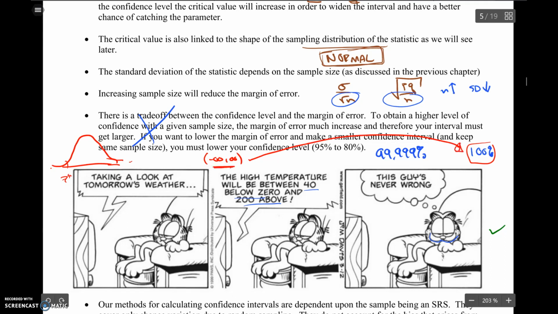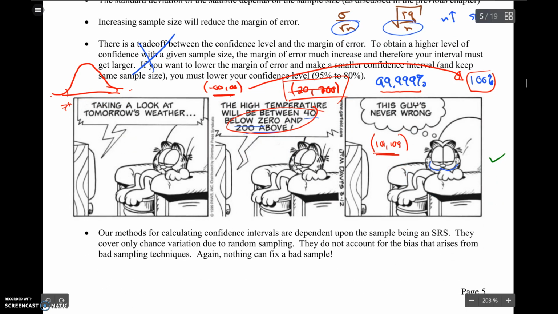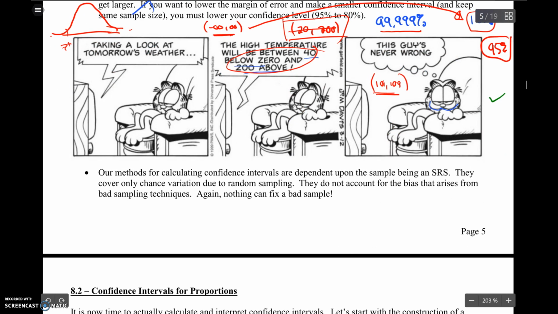But this is worthless. If you want to be 99.99999% confident, then you're going to get intervals like this. The average IQ is somewhere between 20 and 200. Well, no duh. I mean, you didn't need to collect a sample and do statistics to tell me that. I could have told you that. So we want intervals that are usable, informative, yet also accurate and reliable. That's why 95 is that golden number. It's kind of the gold standard for a sensible interval.